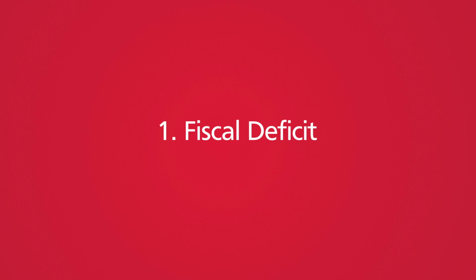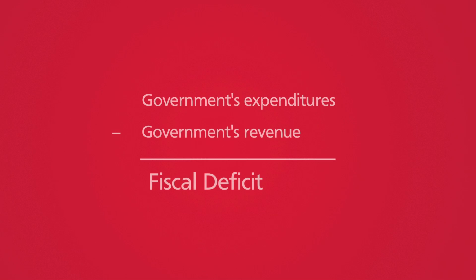Let's take the first one, fiscal deficit. It sounds like a very complex term, but it's actually quite simple. It's basically your expenses on one side and your income on the other side. When the expenses are larger than the income, the difference is the fiscal deficit.